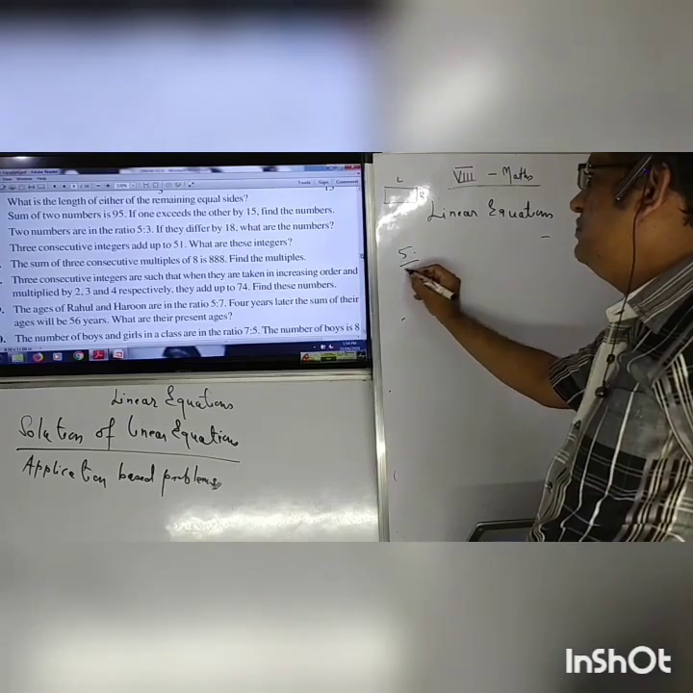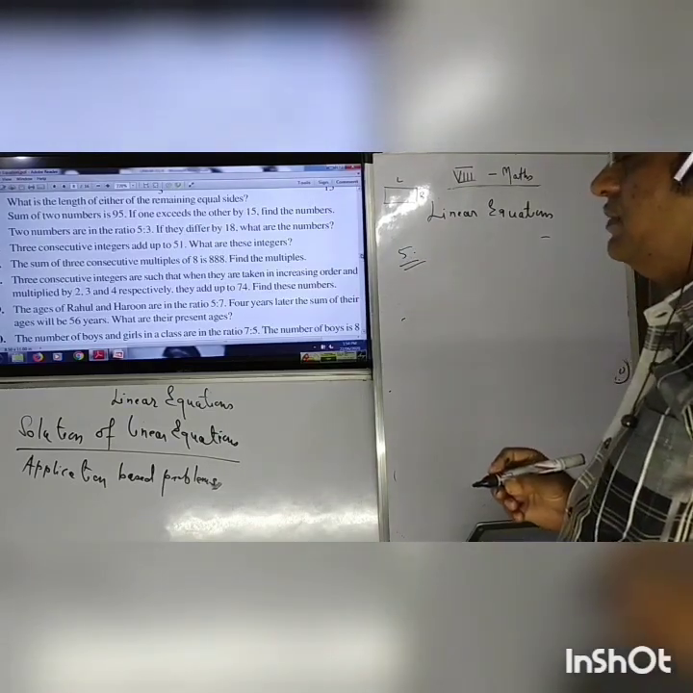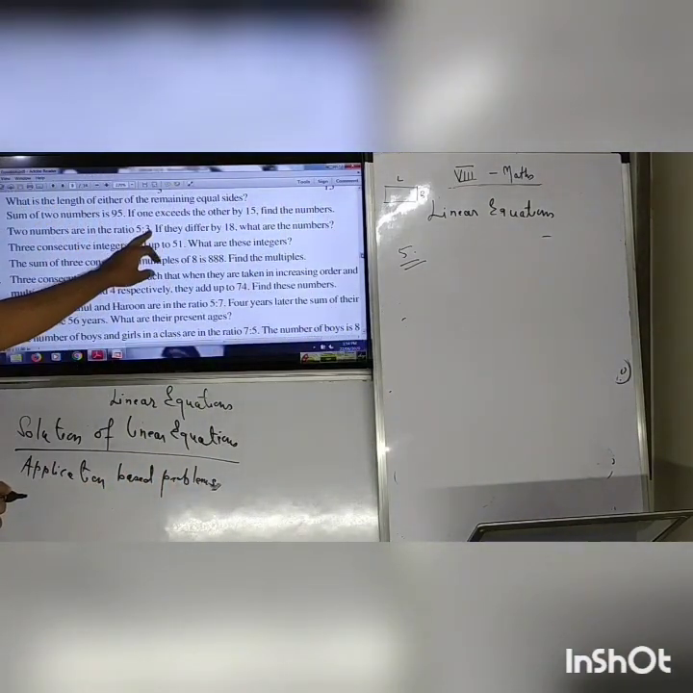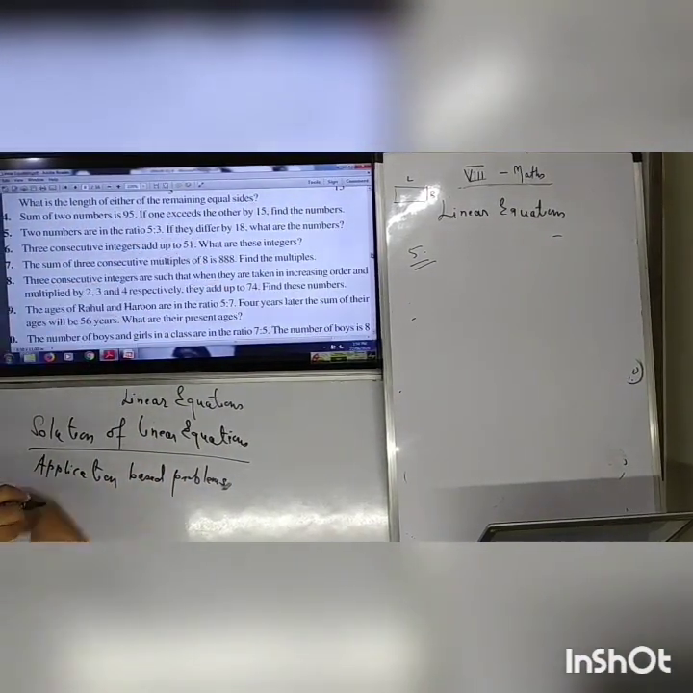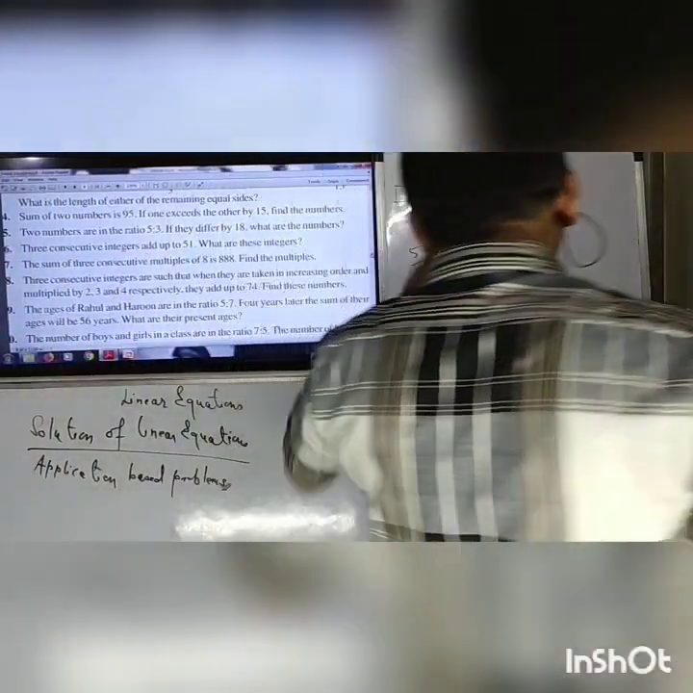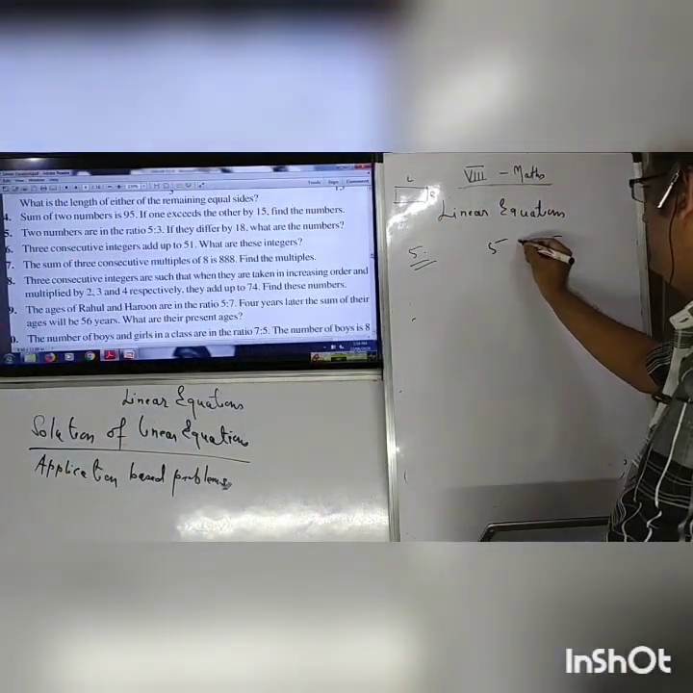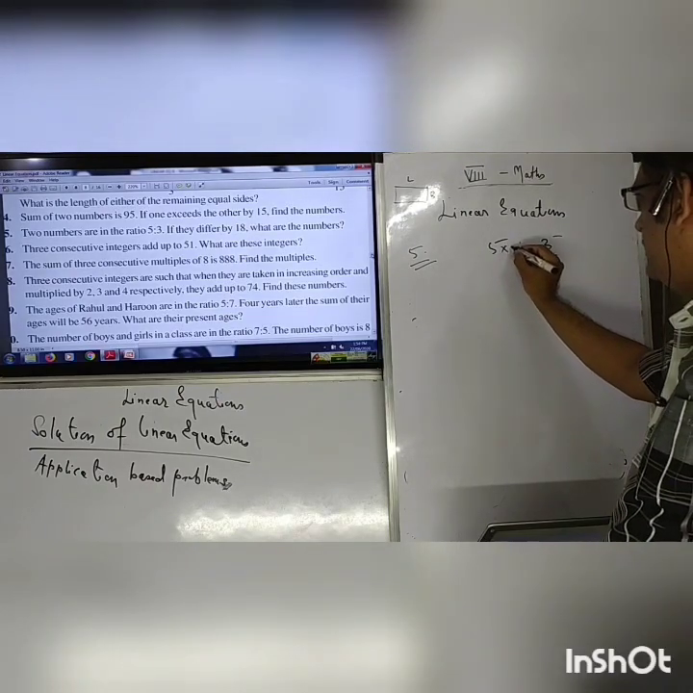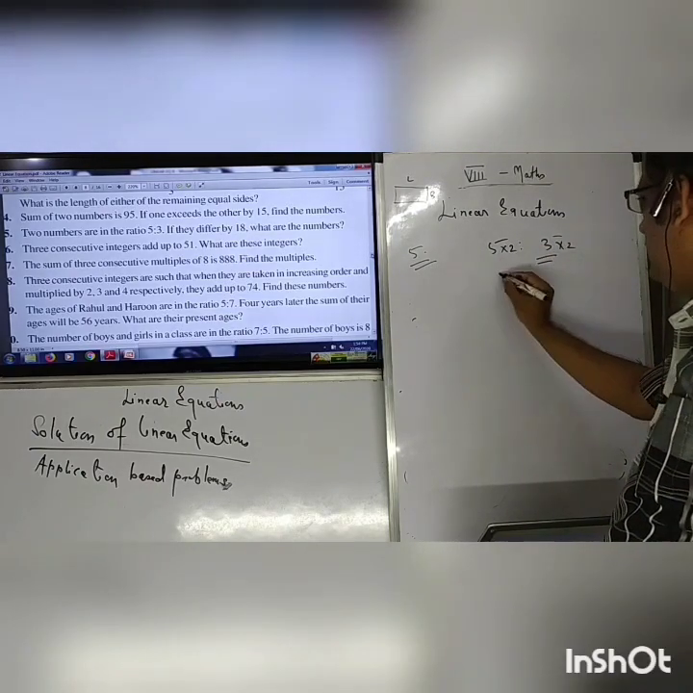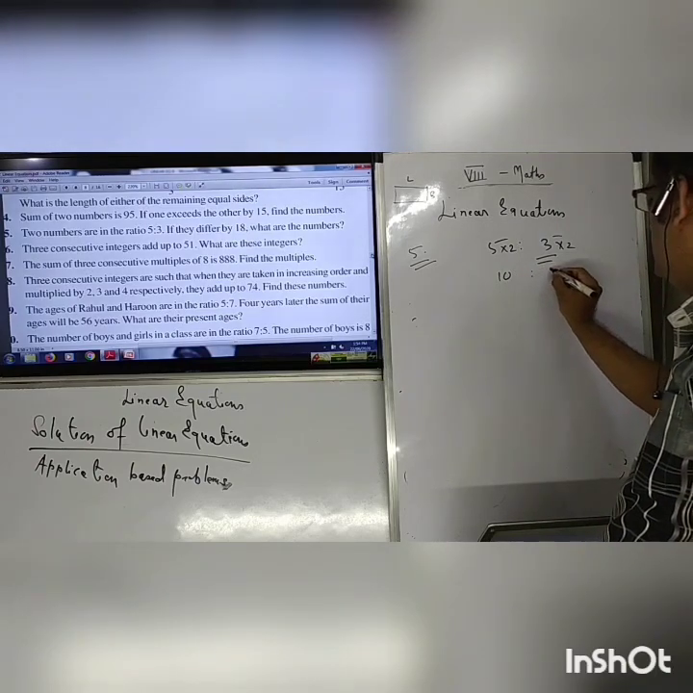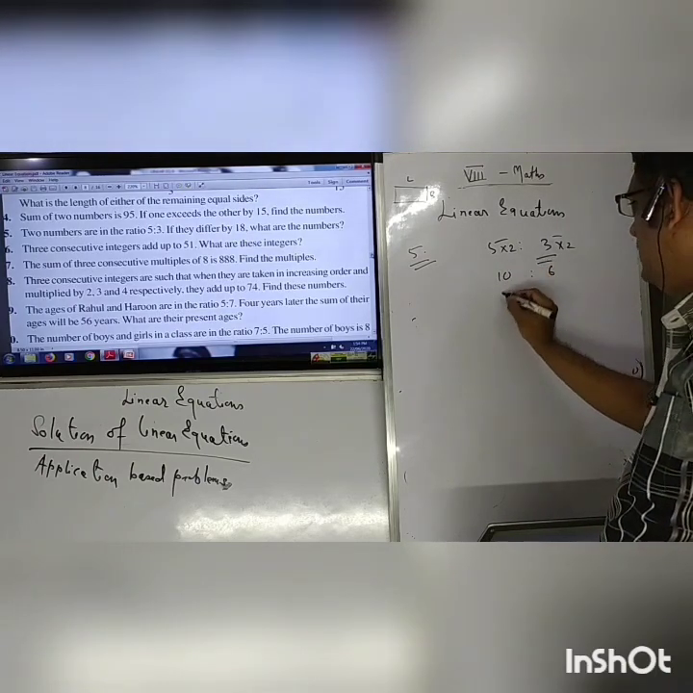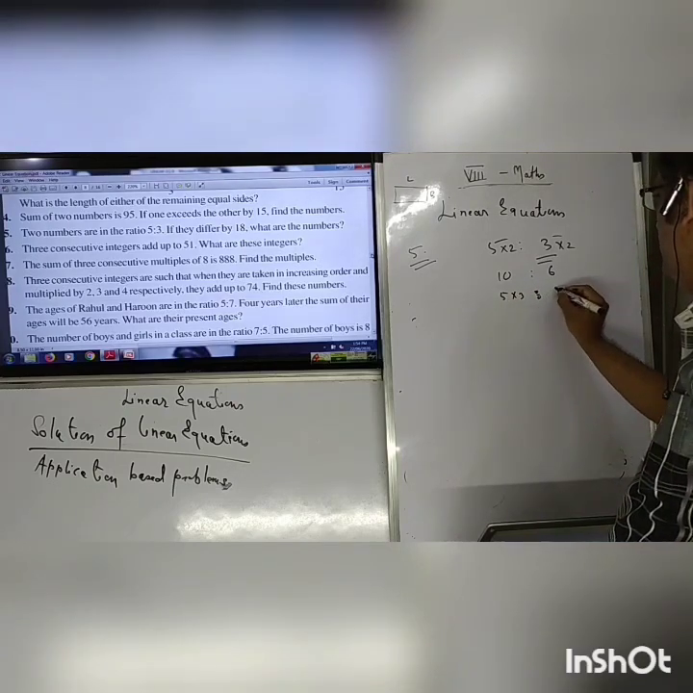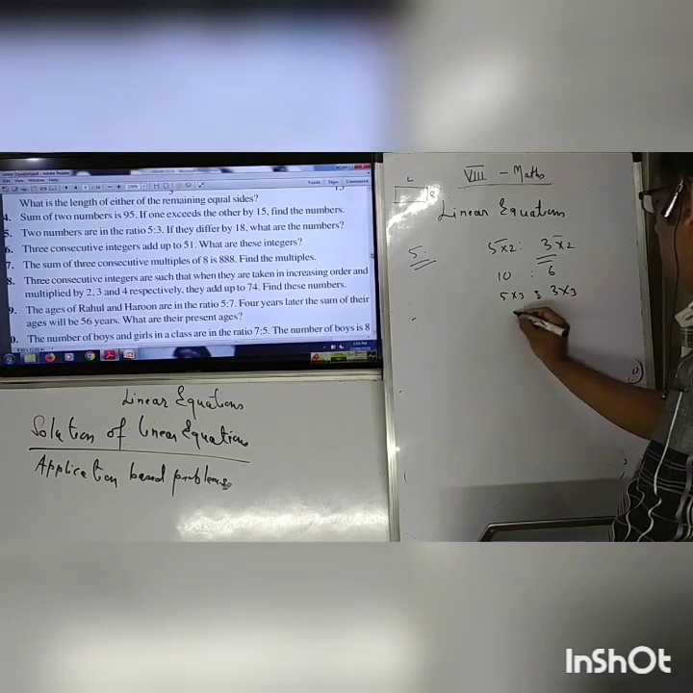Now let us solve this fifth problem. What is the problem? Given that two numbers are in ratio 5:3 and they differ by 18. Two numbers in ratio 5:3 means one number is 5, then another number is 3. Let us say it is multiplied by 2, then one number is 10 and another number is 6. Let us multiply it by 3, then one number is 15 and another number is 9.